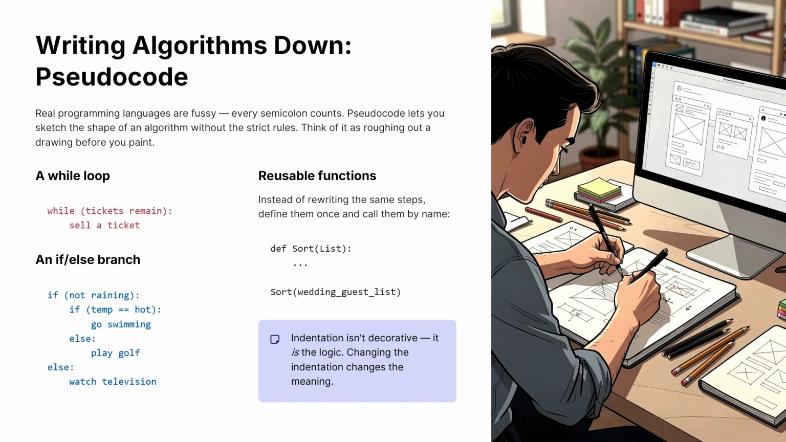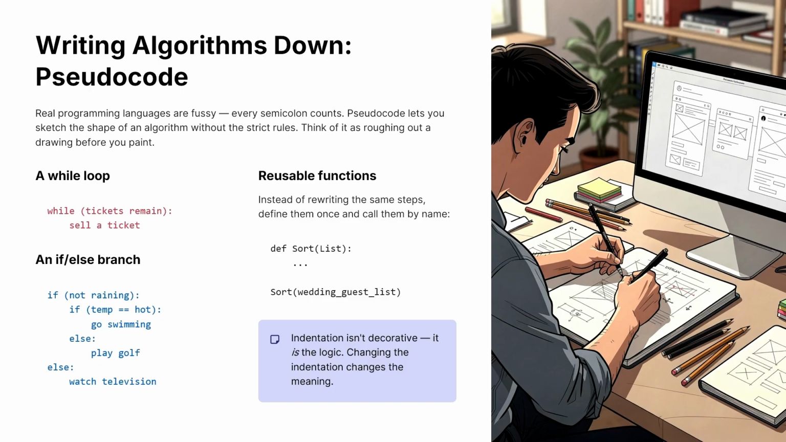Here's an everyday example in pseudocode. While tickets remain to be sold, sell a ticket. That's it. A while loop. The condition is the thing you check. The body is what you do as long as it's true. When the condition becomes false, you stop.